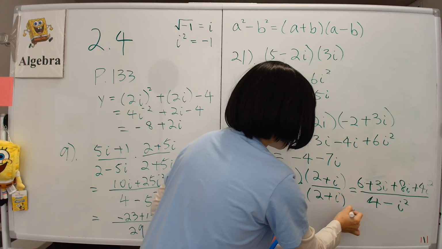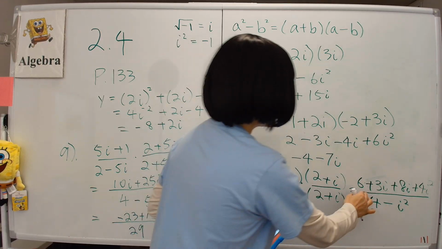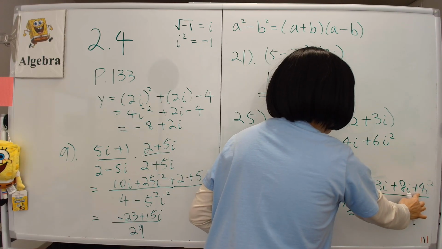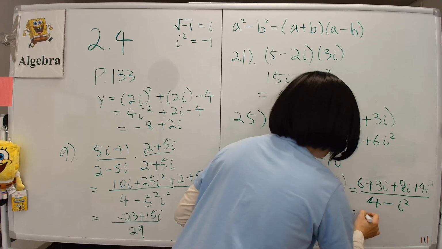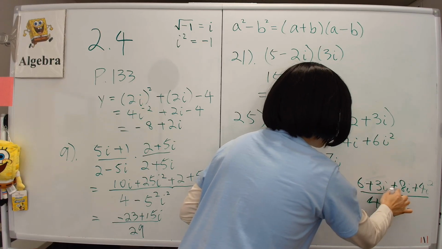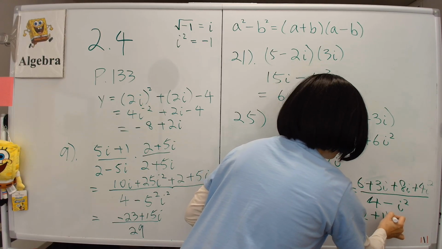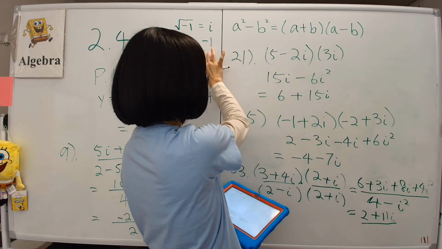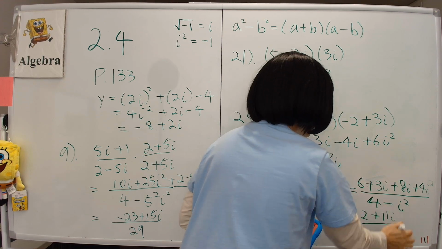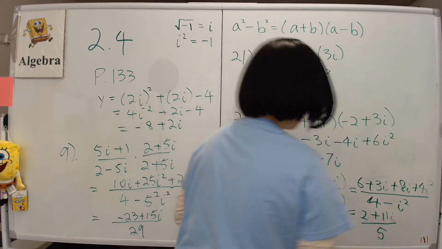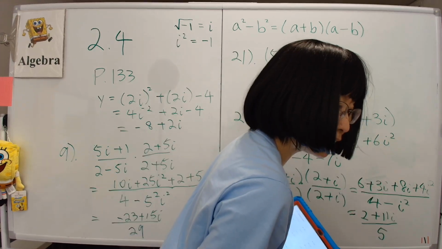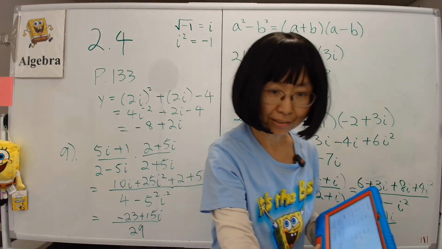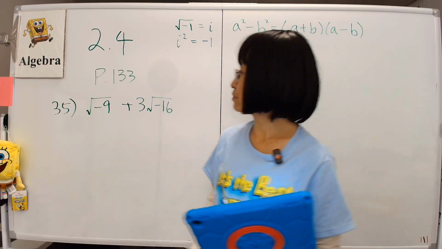We'll clean this up a little bit to give us the answer. That equals, so we have 6. i squared is -1, so it becomes minus 4. 6 minus 4 is 2. And then plus 3 plus 8 is plus 11i. And then divided by 4 plus 1. i squared is -1, so minus -1 is plus 1, which gives us 5. And that should be the answer. Let's check 33. 2 over 5, 11 over 5, that is correct. Now clean off the board. Next, let's do problem 35.